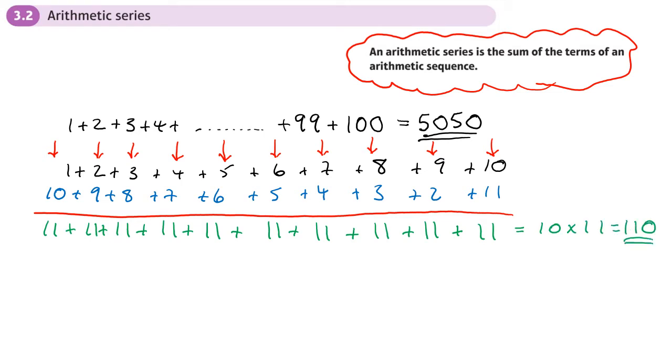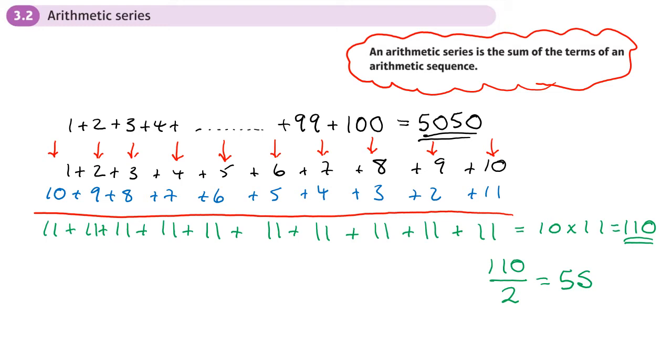But what I've actually done is added the sequence that I wanted in black twice, because I wrote it out again underneath. So this is the sum of two sequences that go from 1 to 10. So if I divide that by 2, I actually get the sum of those numbers which I wanted. So the numbers 1 to 10 add up to 55.